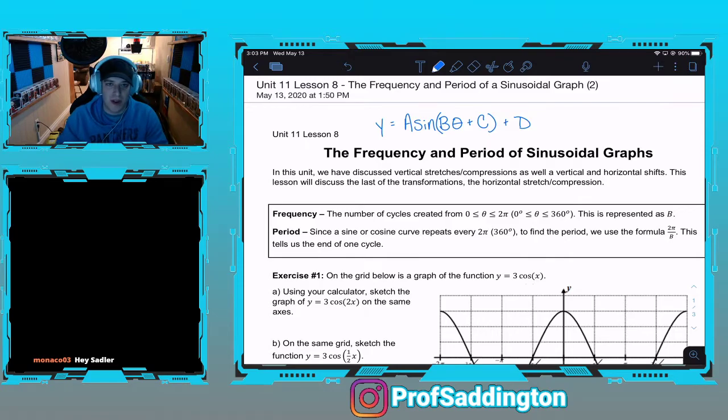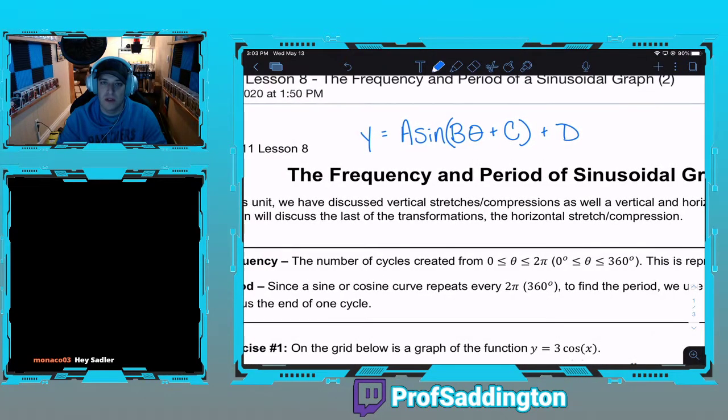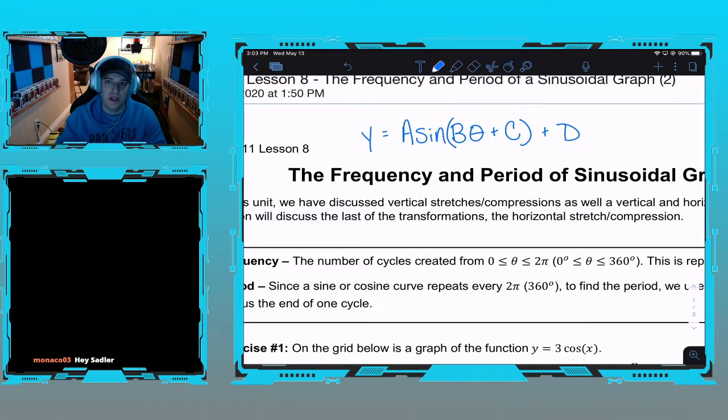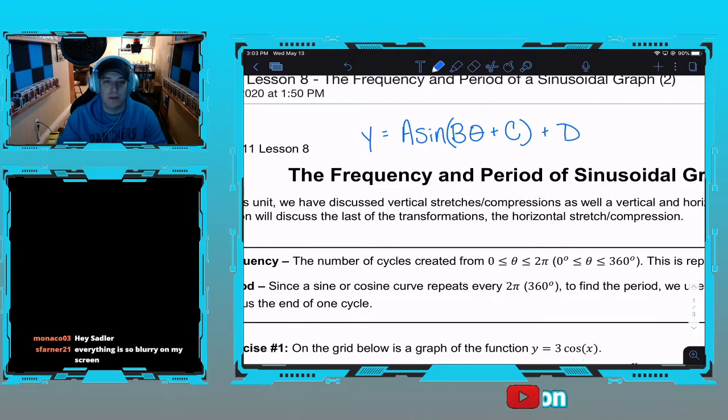I know you guys don't have it at the top of your page, but I wrote down the little formula that we discussed in Unit 11, Lesson 7. We talked about the A value, which was amplitude. We talked about the D value.